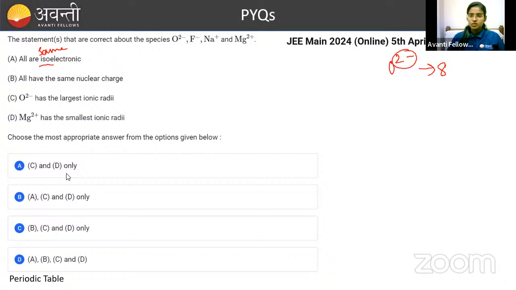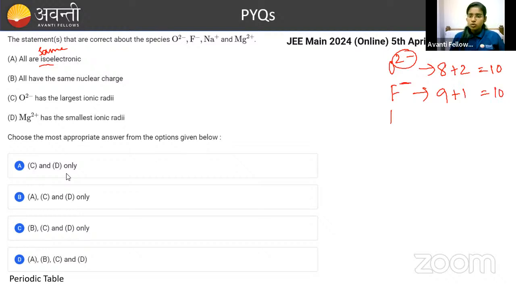So coming to this 8, the atomic number of oxygen is 8. So already there are 8 electrons in oxygen, and it has also gained 2 electrons. So 8 plus 2 is 10. Then coming to F minus, the atomic number of fluorine is 9, and it has gained 1 electron. So 9 plus 1 is 10.